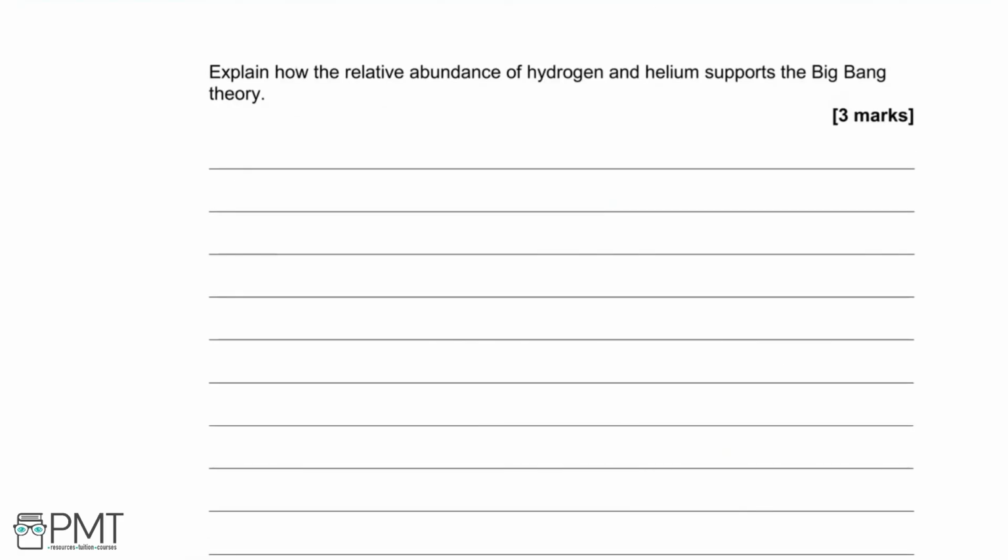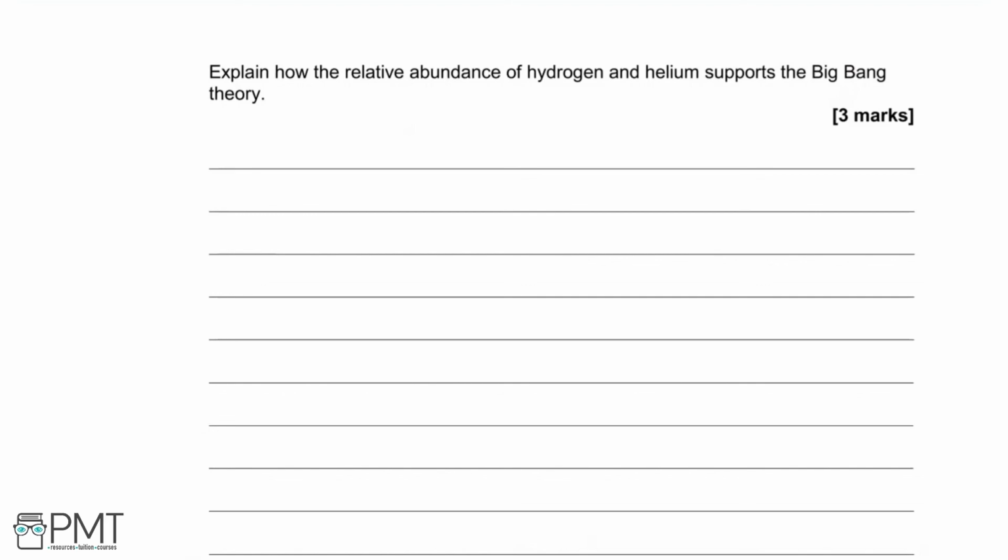Explain how the relative abundance of hydrogen and helium supports the Big Bang theory. Now the idea here is that if the Big Bang hadn't happened with high temperatures and pressures, there would only be hydrogen. But the existence of helium is because the high temperatures and pressures at the Big Bang, or shortly after, caused the fusion of hydrogen to form helium, just as it does in a main sequence star.